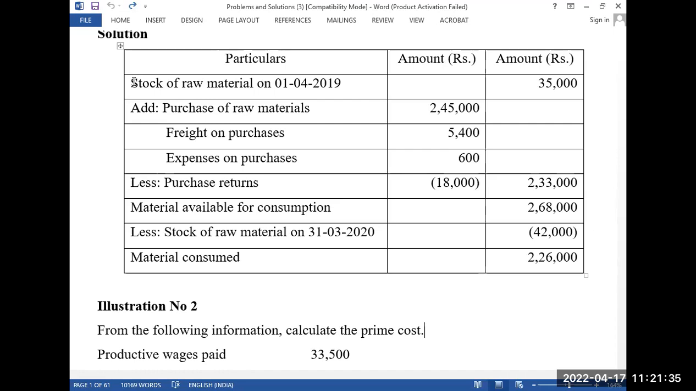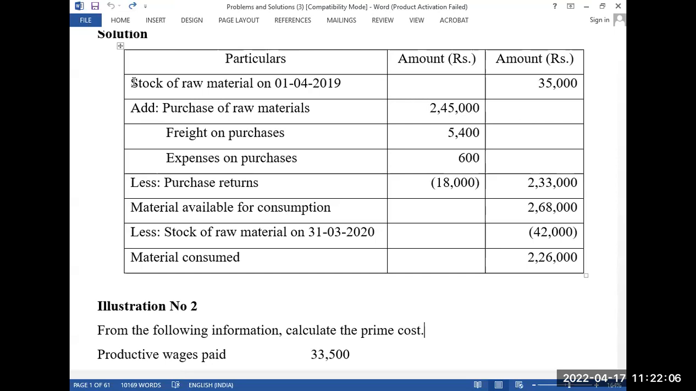To make this purchase of 2,45,000 worth of raw material, I spent 5,400 rupees on transportation to bring the material to my place. Freight means transportation. And the expense on purchase: maybe you sent some employees of your company to the vendor place to check the material and place the order. For that, he might have spent some 600 rupees. Traveling expense is boarding, lodging, some food expense, everything, 600.